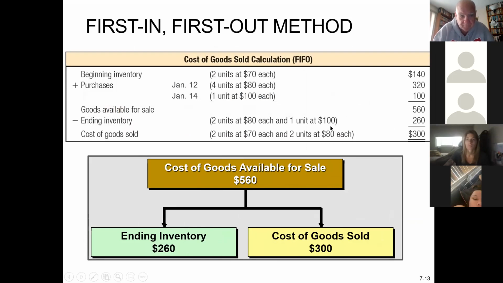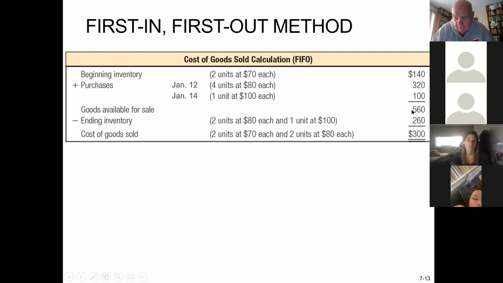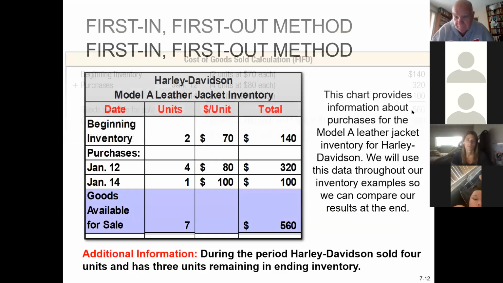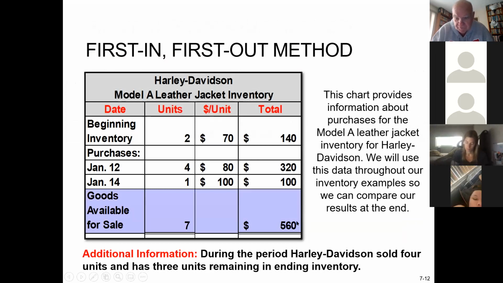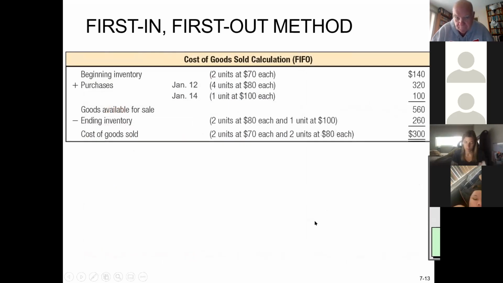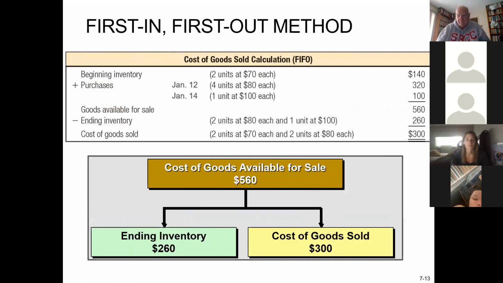Let's look at our calculation. Here we go. This is the 560. That's what we were just looking at over here. There's your $560. We're talking FIFO. First in, first out.